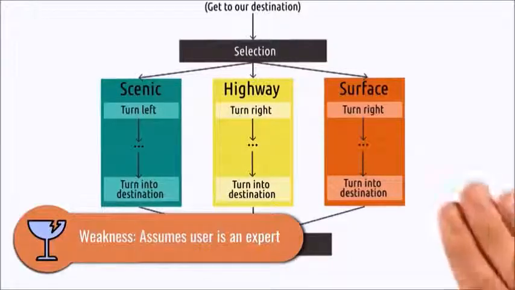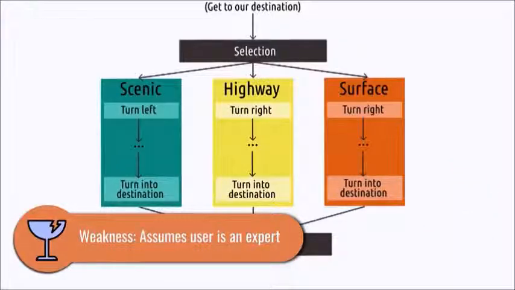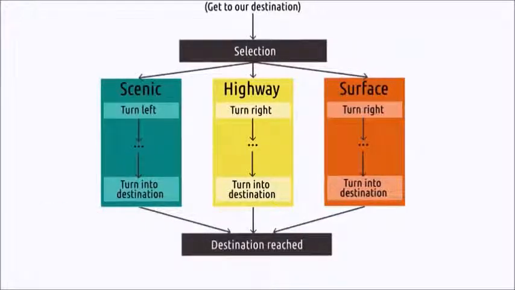A second weakness is that the Gomes model assumes the user already has these methods in mind. That means the user is already an expert in the area. Gomes models don't do a good job of accounting for novices or accounting for user errors. For example, if you were driving in an unfamiliar location, you don't even know what the methods are, let alone how to choose among them.